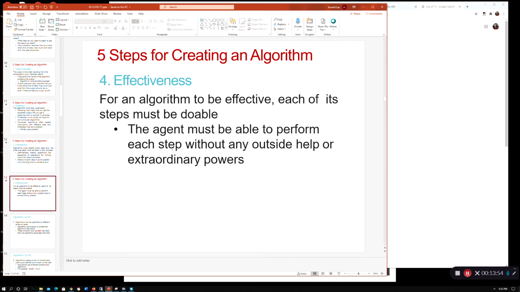But in the case we're talking about right now, we're talking about algorithms for the computer. So the computer should be able to take each step and do it. Maybe it's to add some numbers together or whatever. It's not going to need some extra guidance from a person to do its work. So that's what we mean by this for the algorithm, okay? So effectiveness.